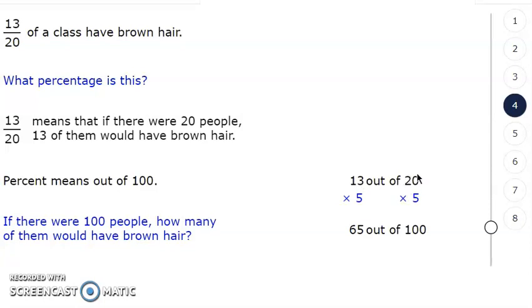Multiply 20 by 5, you get 100. So in order to get the exact number, you multiply 13 also by 5 and you get 65 out of 100. So that is 65%. 65 out of 100 is 65%, and 13 by 20 is 65%. Hope this explanation was clear.